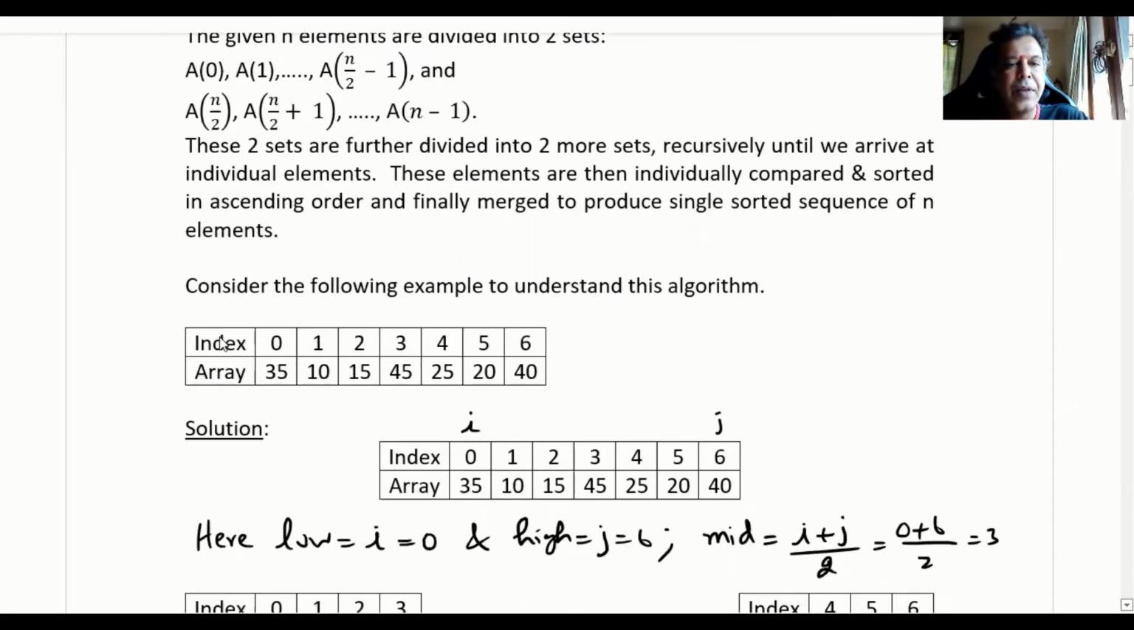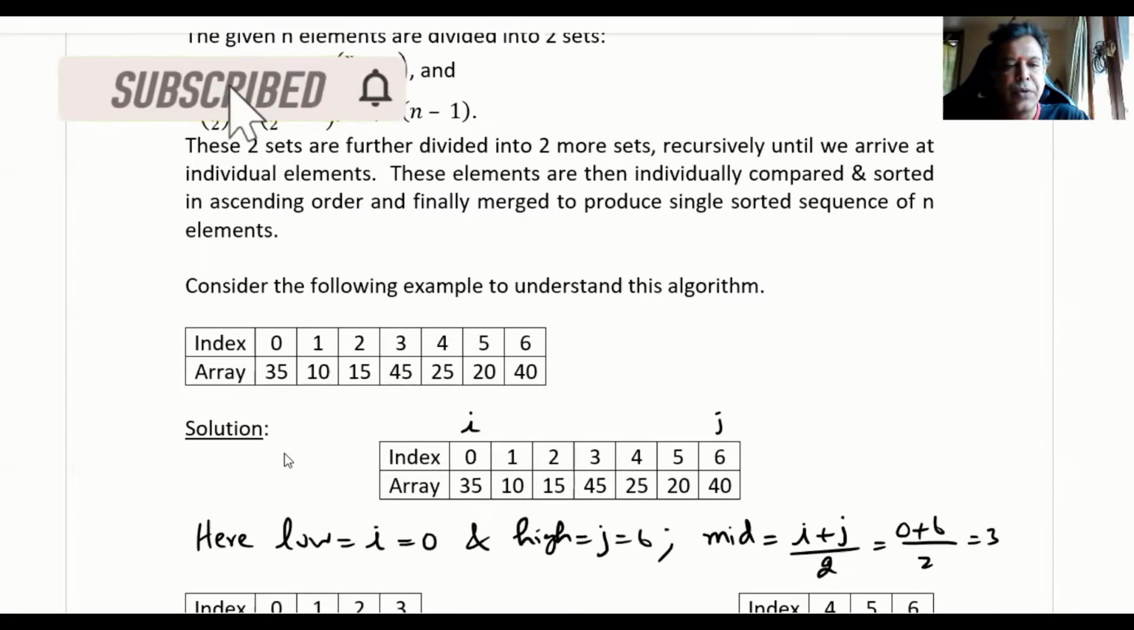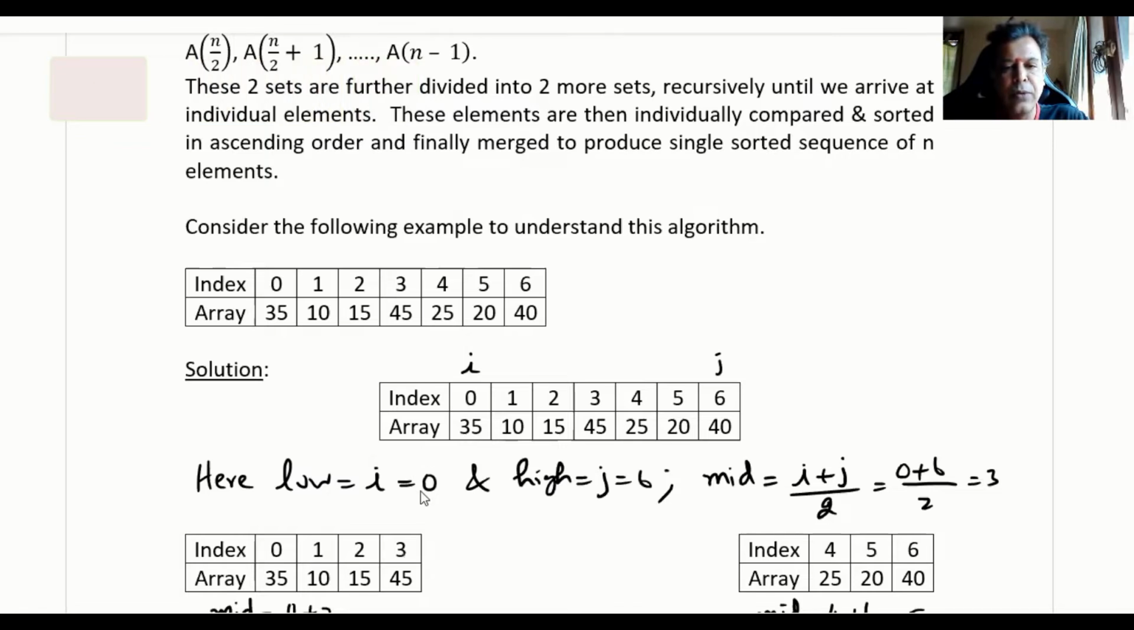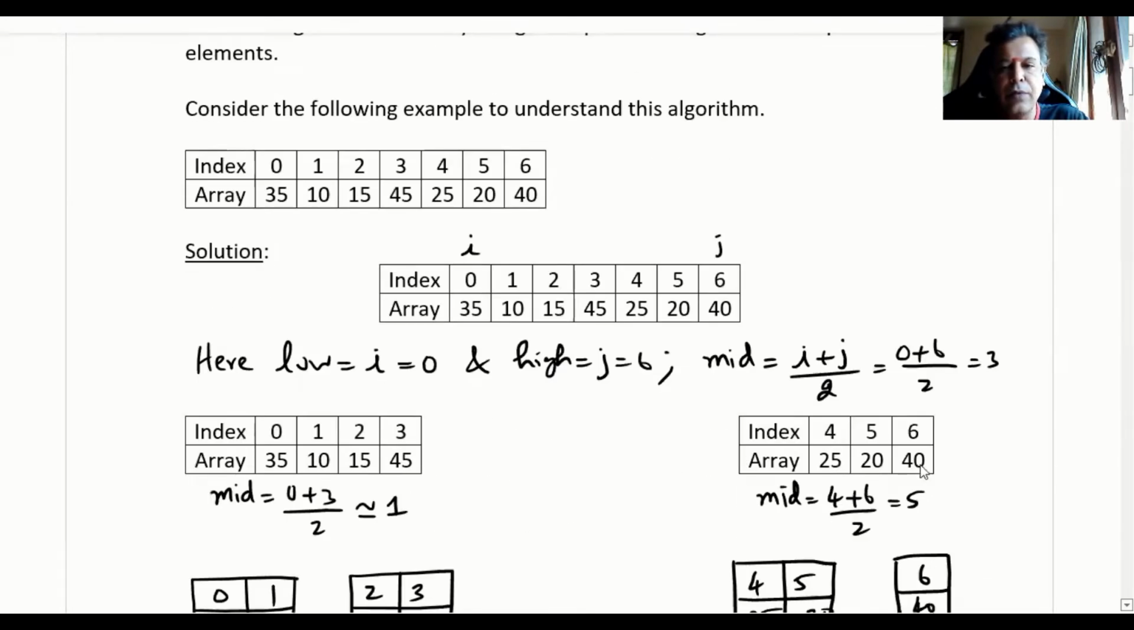This is an array having indices 0 to 6, that means 7 elements, and the array contains elements 35, 10, and so on up to 40. To proceed with the solution, first, the very first index is considered to be i, that means i is 0. We call it the low index, and the high index is the last one, which is j, and that is 6. Therefore, the mid element will be (i plus j) by 2, which is nothing but 3. That means we will divide this array into two subarrays, 0 to 3 and then 4 to 6.